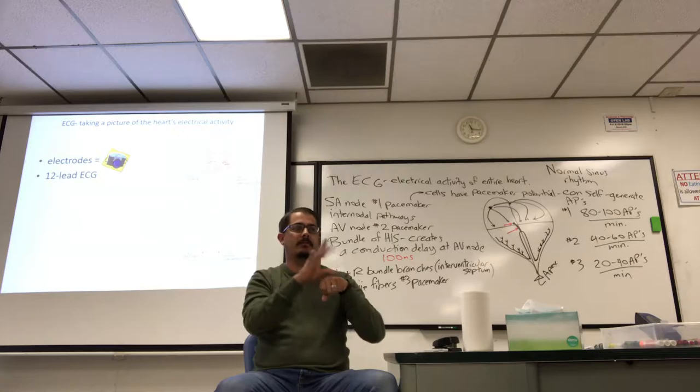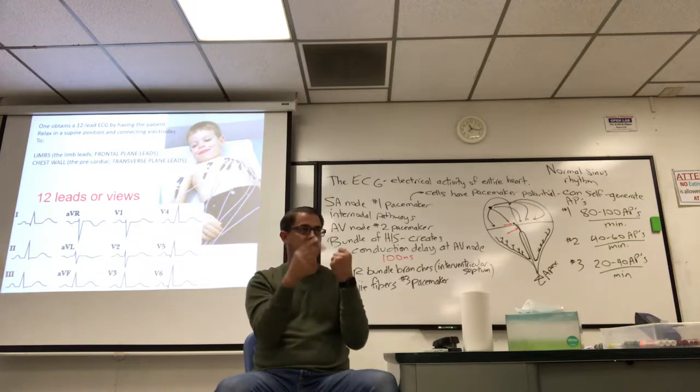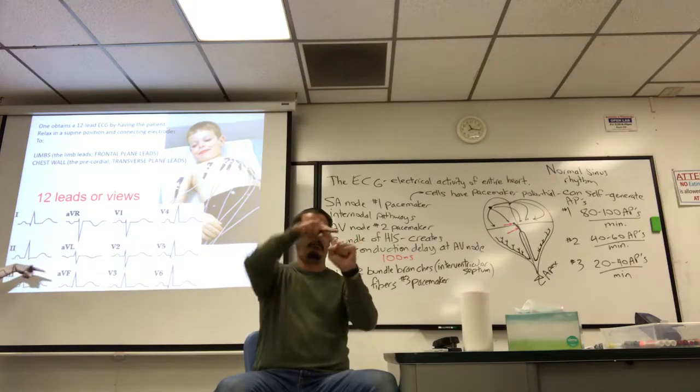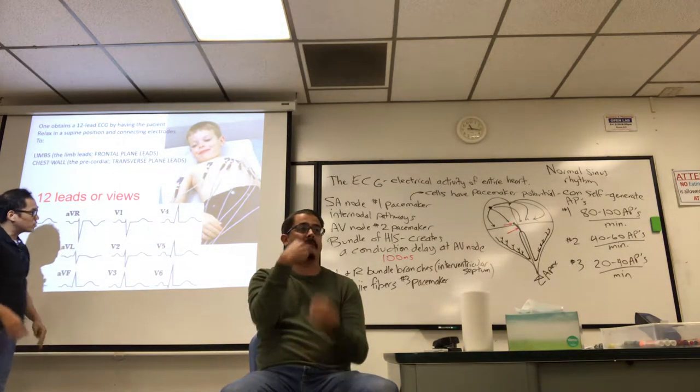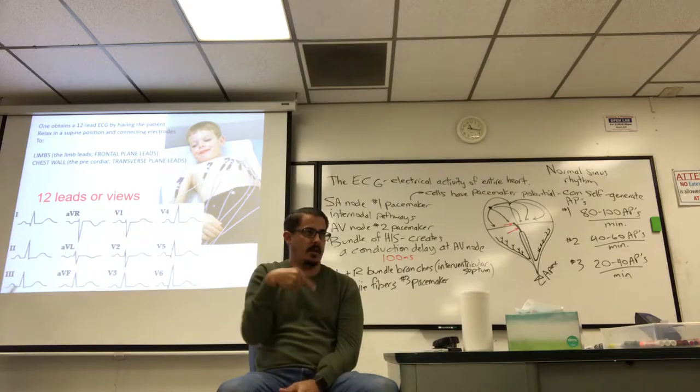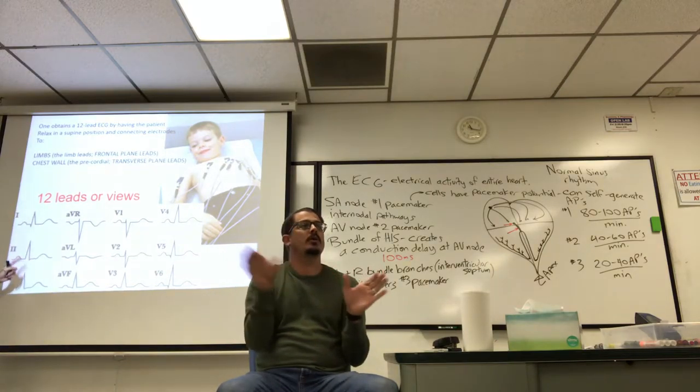Depending on how you place them clinically, you can get the classic 12 lead, or 12 views of the heart. Each of these is an ECG of one view of the heart. We're not going to do a 12 lead. We're only going to do one of these 12 leads. Specifically, we're going to do lead two.